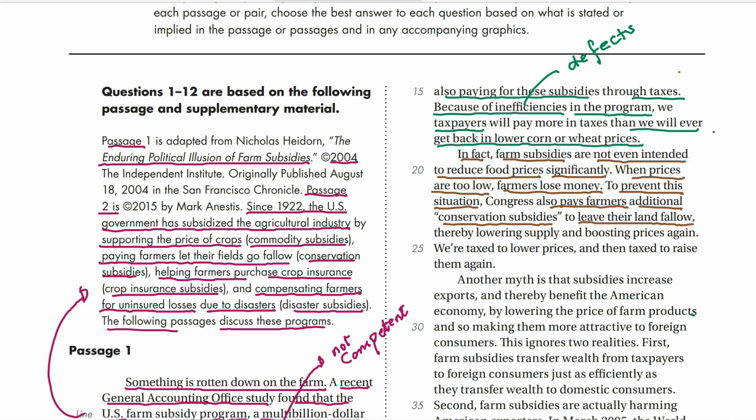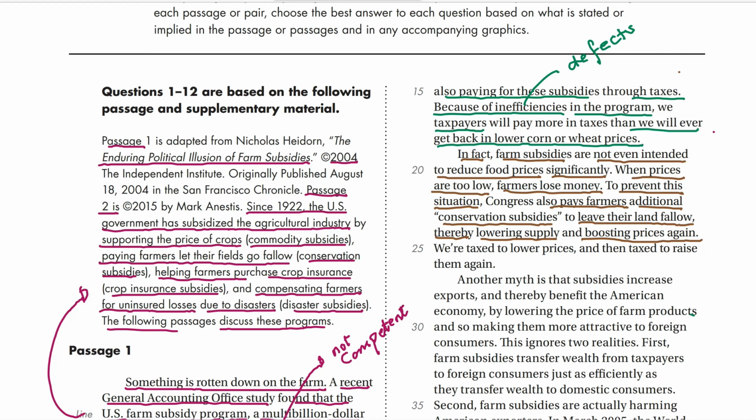And why should they leave their land fallow? What does fallow mean? We said uncultivated. Why leave it uncultivated? Because we have demand and supply. The demand is by the consumers, and the supply is what we as farmers produce, the products. So when prices fall a lot, I as the government give you additional subsidy, and I tell you only one thing: please leave your land fallow, uncultivated. Why? Thereby lowering supply. We reduce the supply, lowering supply and boosting what? Prices again. So if the supply is reduced, what will happen to prices?